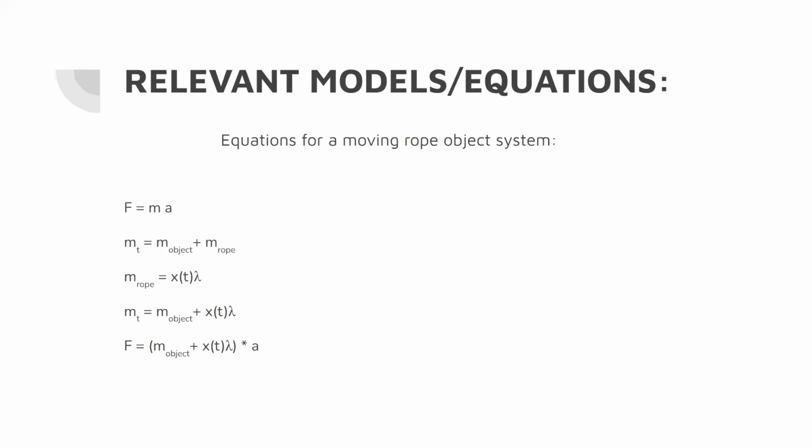Additional relevant equations are the equations for an object system, including the rope. So you'll have the force is equal to mass times acceleration, where the total mass is equal to the mass of the object being pulled, in this case a sled, plus the mass of the rope. But the mass of the rope is equal to x of t times lambda, where x of t is a function of the length of the rope over time. So then your total mass is equal to the mass of the object plus x of t times lambda. And then you can plug that into your force equation: the mass of the object plus x of t times lambda, all of that times the acceleration, to determine your new force.